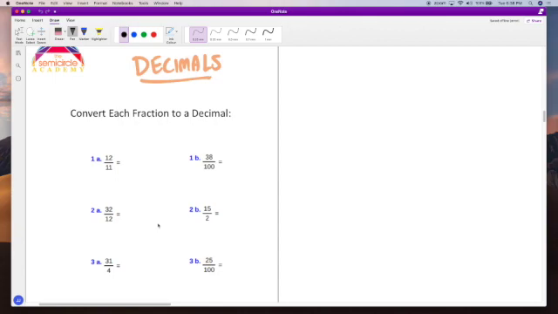So yes, this is how we convert fractions to decimals. Anybody done it? All right, so let's just do it quick. So number 1.